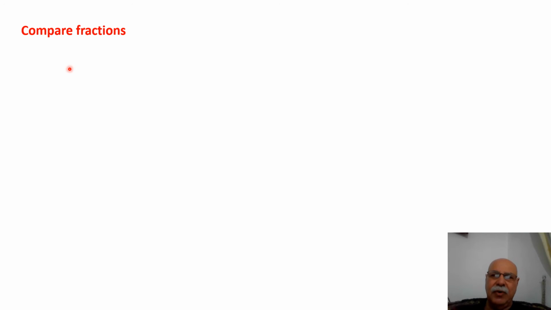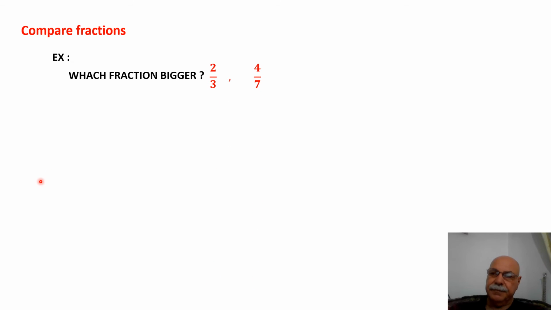In this case, we will now learn how to order fractions from smaller to bigger or from bigger to smaller. Please, you also need some focus, and any question you can write to me in the comment. Here for this example, it asks which fraction is bigger. So we have these 2 fractions: 2 over 3 and 4 over 7.